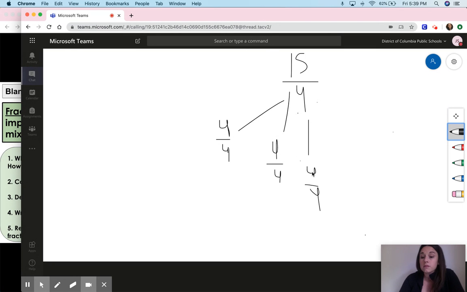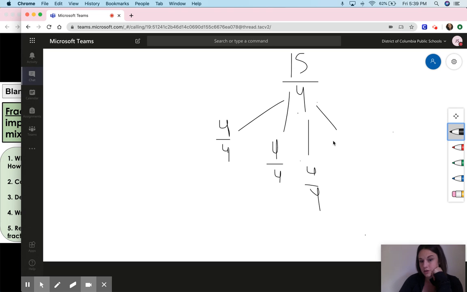Did you get 12 fourths? Great. Are we done? Good. We have to go back up here and say, wait, how many do we have all together? 15? We got 12 down here. Can we pull out another 4/4?